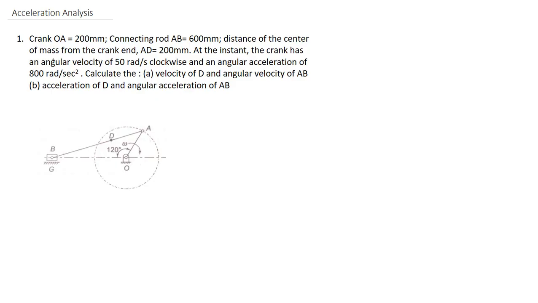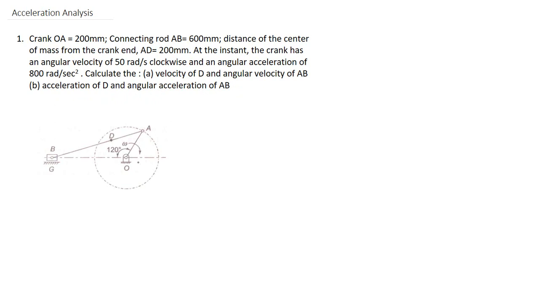Today we are going to discuss the acceleration analysis of a slider crank mechanism. The question is: crank OA is equal to 200 mm, connecting rod AB is equal to 600 mm, and the distance of the center of mass of the connecting rod AD is equal to 200 mm. At the instant, the crank has an angular velocity of 50 radians per second clockwise and an angular acceleration of 800 radians per second square. Calculate the velocity of D and angular velocity of AB, acceleration of D and angular acceleration of AB.